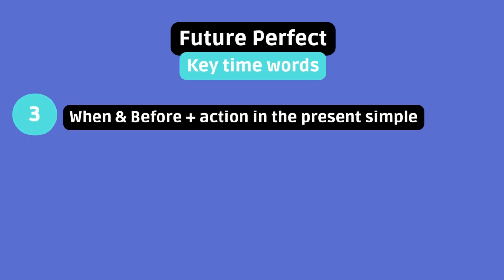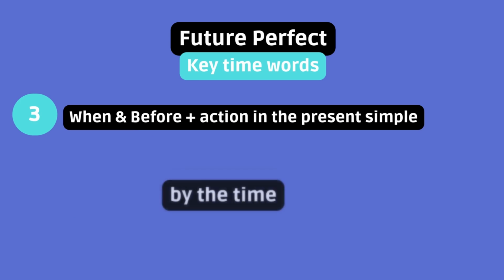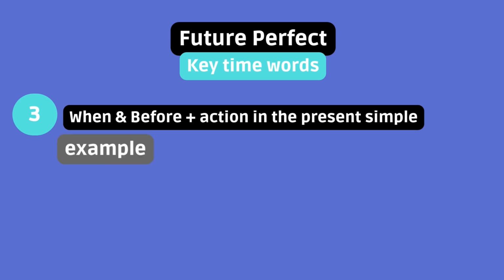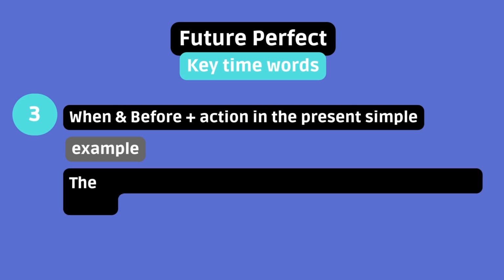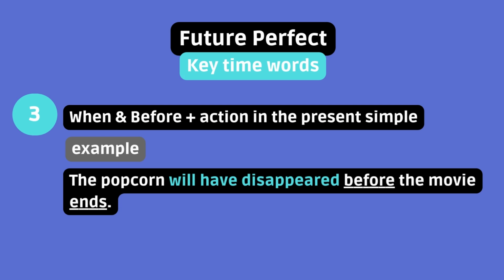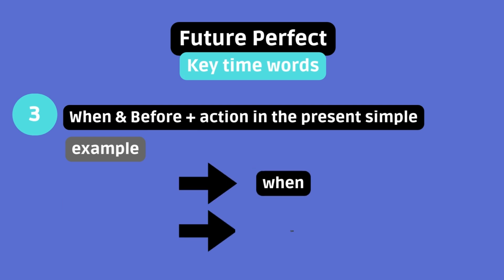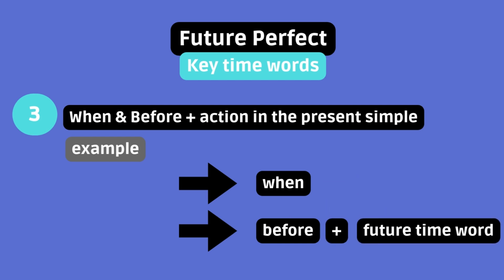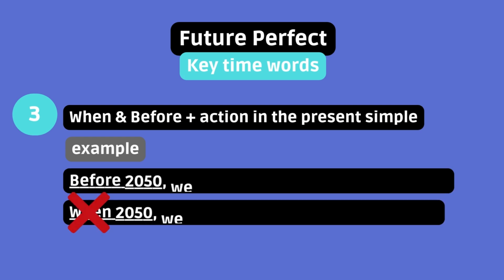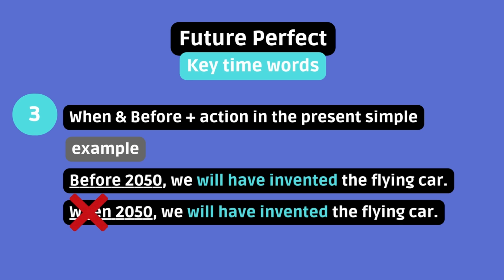When and before plus action in the present simple. These words can act as synonyms to by the time. Let's revisit the previous examples. When the pizza delivery guy rings the doorbell, we will have built our cozy fort in the living room. The popcorn will have disappeared before the movie ends. Different time words, but the meaning is preserved. Refrain from using when plus future time word, but go ahead with before. Before 2050, we will have invented the flying car.